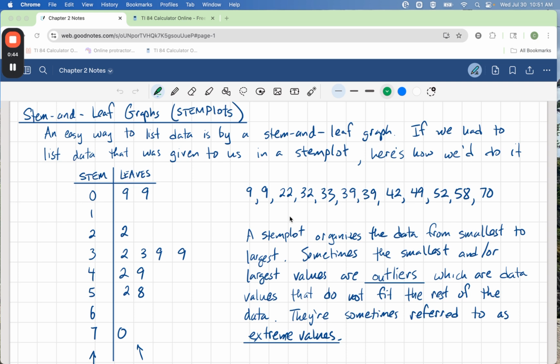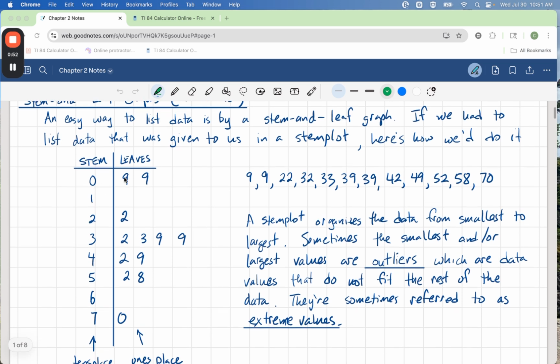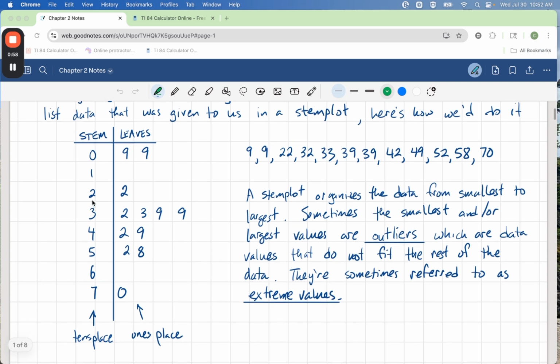All right, so for 9, the stem is 0 because it's like 0, 9, right? So for the stem and the leaves, we have this 0 with two nines, which means there's a 9 and a 9. There's nothing with the first digit of 1. Then there's a 22, a 32, a 33, a 39, a 39, etc.